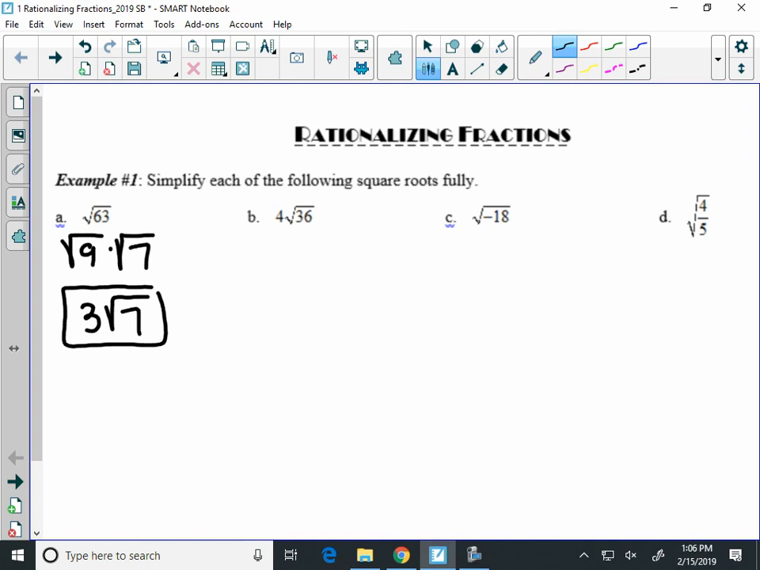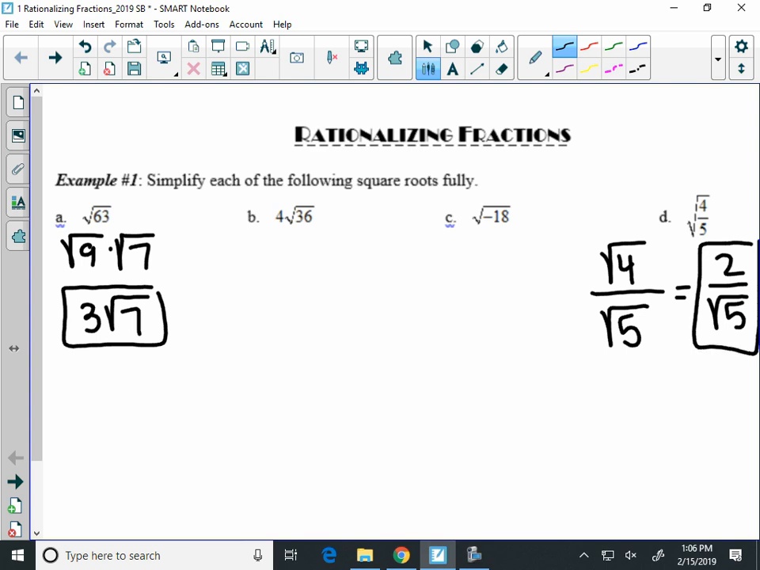What did I do when there was a fraction here, radical 4 over 5? What happens with the radical and the fraction? It breaks up. So we have radical 4 over radical 5. And what does that simplify to be? 2 over radical 5. And that is your final answer.